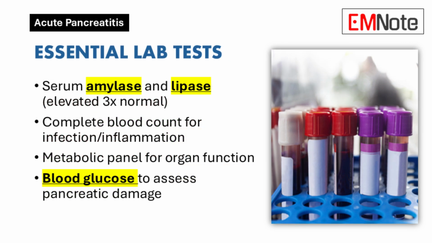Laboratory tests are vital for confirming the diagnosis of acute pancreatitis. Elevated levels of the digestive enzymes amylase and lipase, particularly lipase, are strong indicators, with values often being 3 times the upper normal limit. A complete blood count can detect signs of infection or inflammation, while a metabolic panel assesses overall health and identifies potential complications by measuring electrolytes, kidney function, and liver function. Additionally, elevated blood glucose levels may indicate damage to the insulin-producing cells in the pancreas.